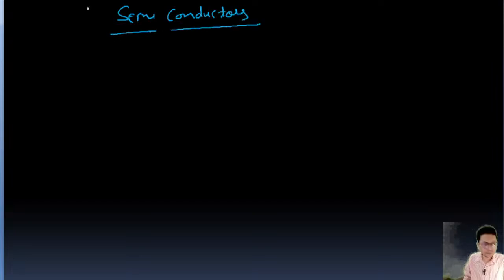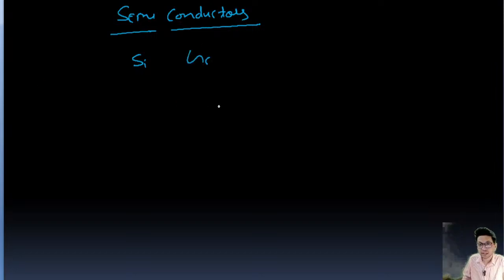So this is semiconductors, guys. We have already studied semiconductors in 11th and 12th. We use silicon and germanium for making semiconductors, right?